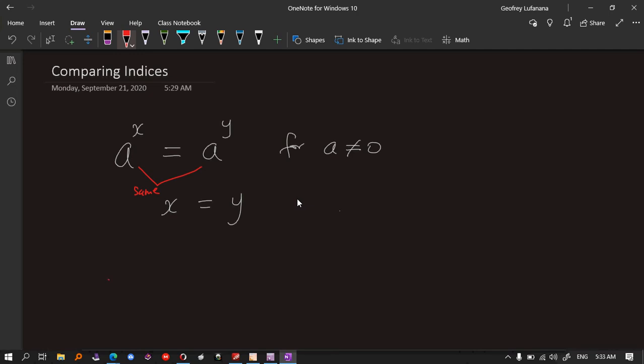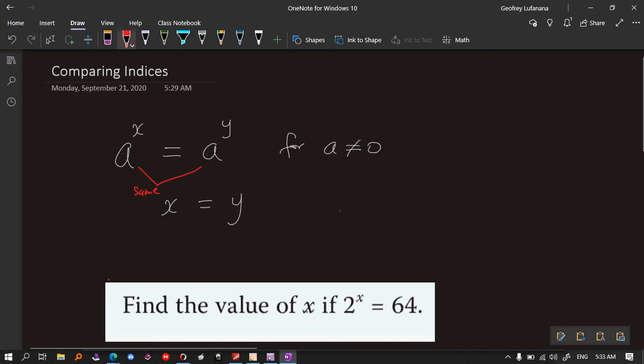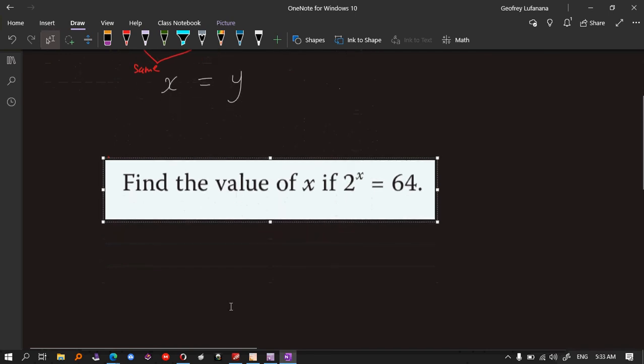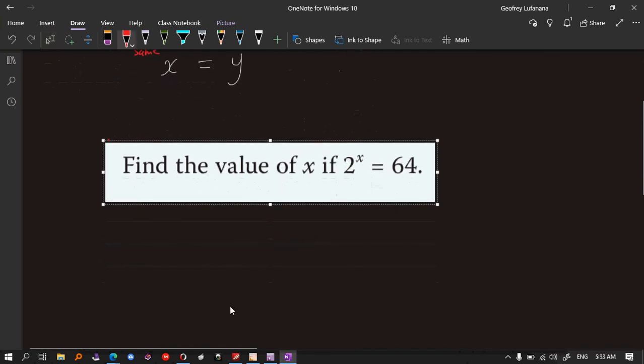Let me use an example. Find the value of x for which 2 to the power x is 64. In this case, my aim is to establish the same base. Because I have the base 2, I can write 64 to the base 2 so that I can equate the powers. So I have 2 to the power x equals 2 to the power something for 64.